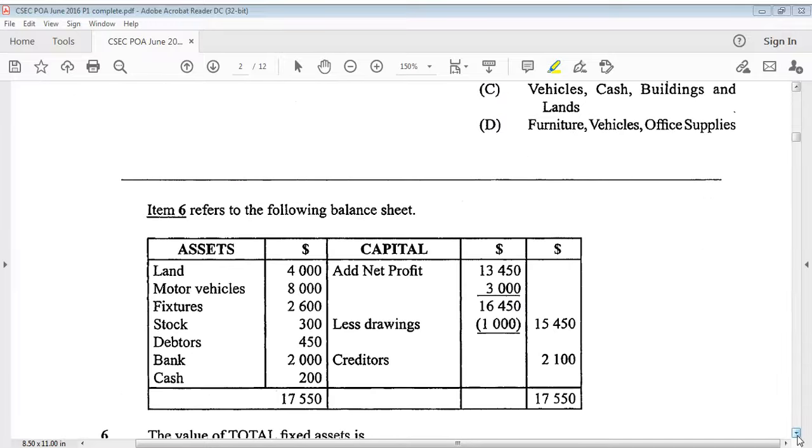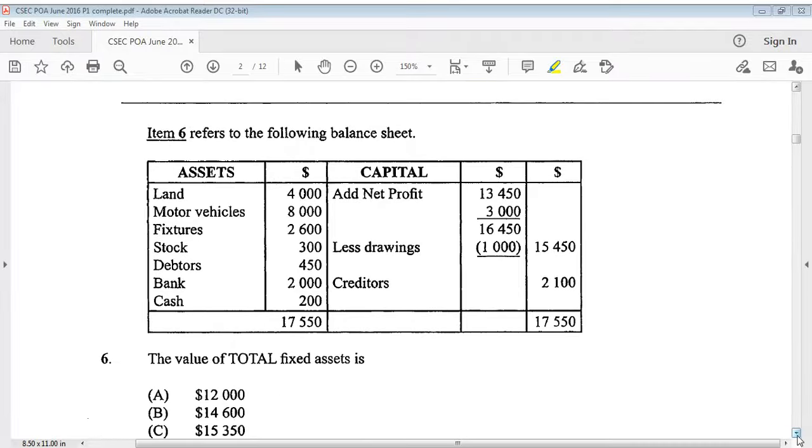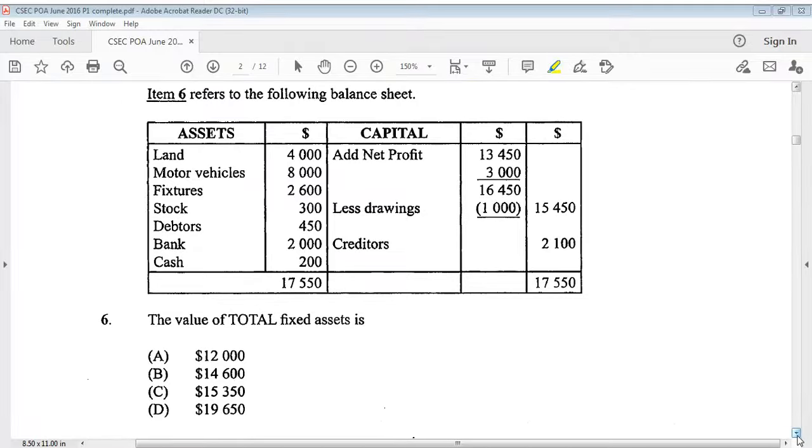Let's go on to number 6. Item 6 refers to the following balance sheet. So there you have your balance sheet. Number 6 says the value of total fixed assets is. So we know what our fixed assets are, so let's look for them. Land, there is one, 4,000. Motor vehicles, 8,000. Yes. Fixtures, 2,600. So there we have it. We need to add all those. And therefore, our total would be B, $14,600.